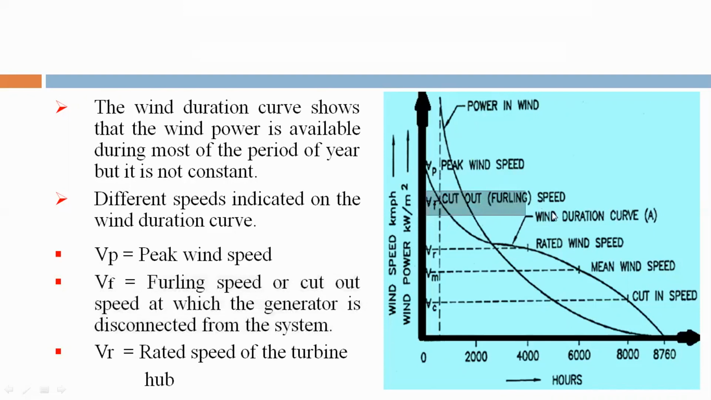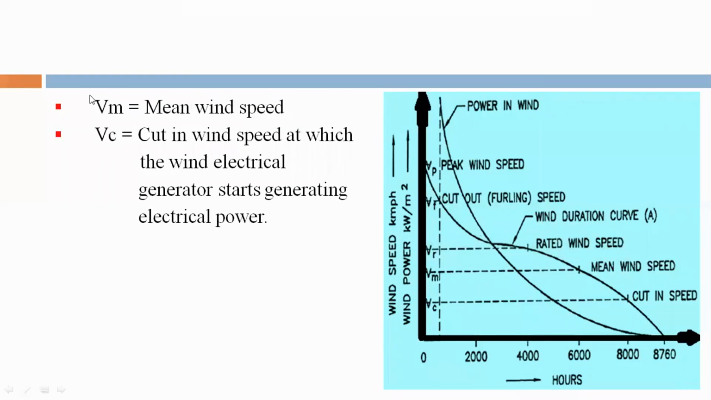And VR, rated speed of the turbine hub. This is given in graph here. VM, mean wind speed. Cut in wind speed at which the wind electrical generator starts generating electric power.